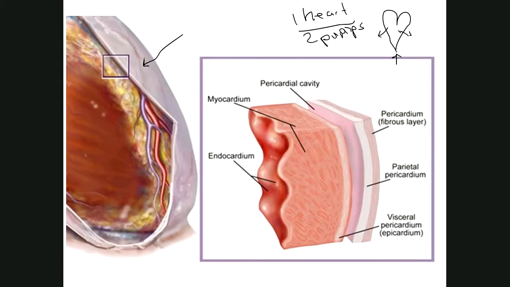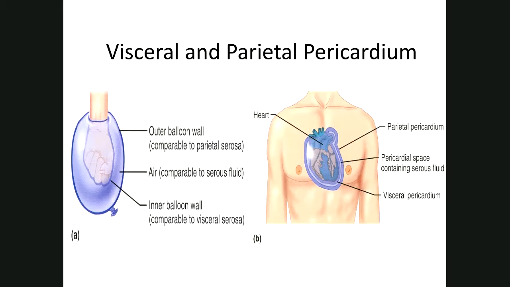Okay, let's go back to the pericardium again. So this pericardium, look, it's thick, it's tough. It's called fibrous because it's made of fibrous connective tissue. So that's the fibrous pericardium. But there's another pericardium inside the fibrous one. That other pericardium is called serous pericardium.